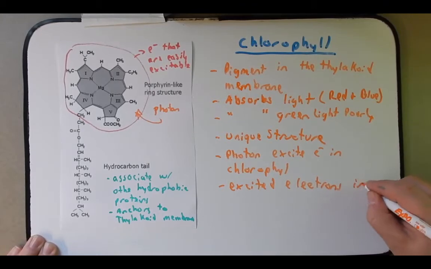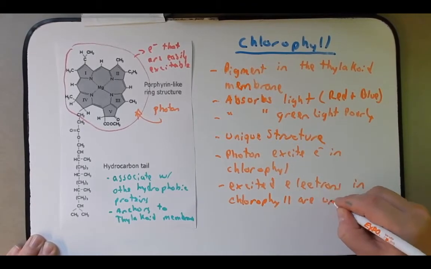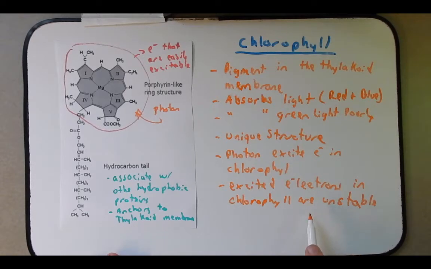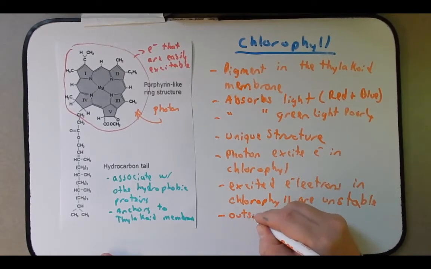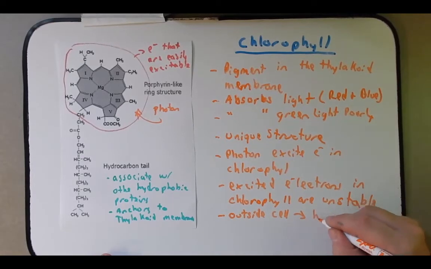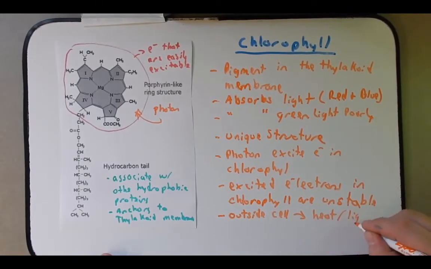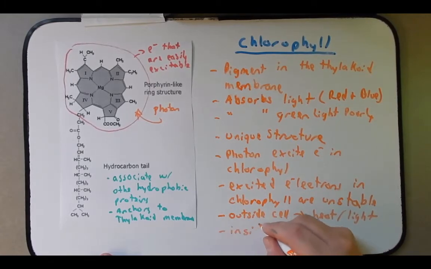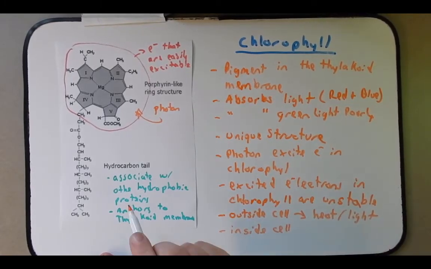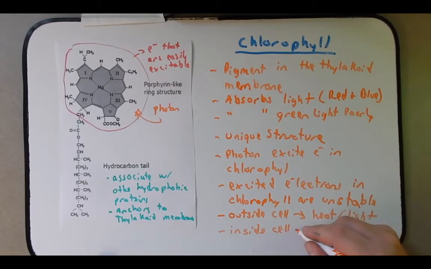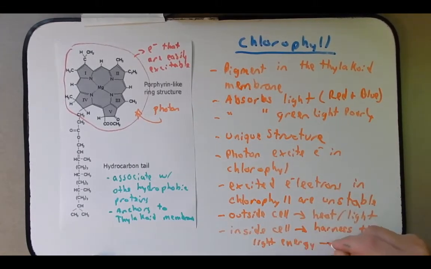So the excited electrons in chlorophyll are unstable. Okay, so now these excited electrons, being unstable, want to release that energy. If this were outside the cell, those excited electrons could be released and it would generate heat or light. However, inside a photosynthetic organism cell, we're going to harness that light energy, the light energy from the photon from the sun, and convert that into chemical energy. And that's what we're going to talk about next.